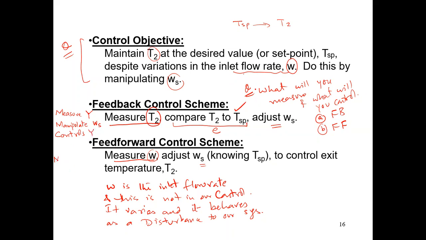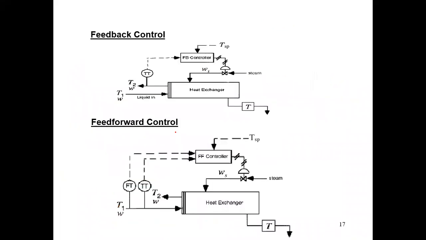Okay, here we measure disturbance variable dv, which is w. We manipulate again ws, and we actually control y. Okay, so this is feedback control and this is feed forward control, right? Is it clear to all? So this is one illustration for the feedback control.